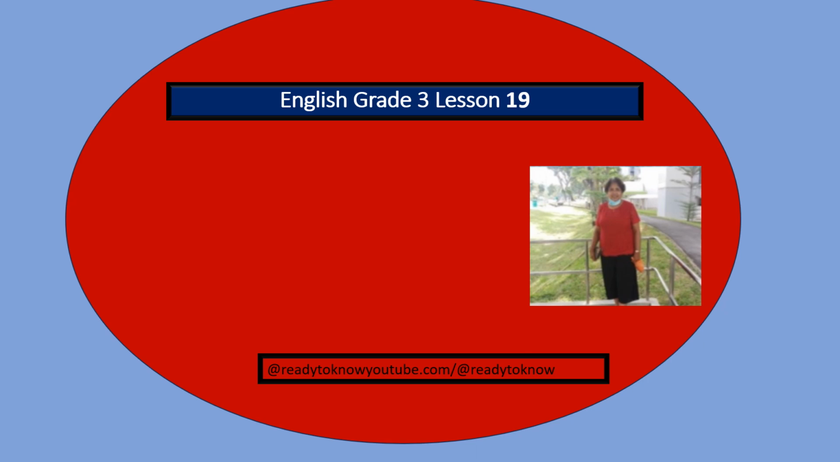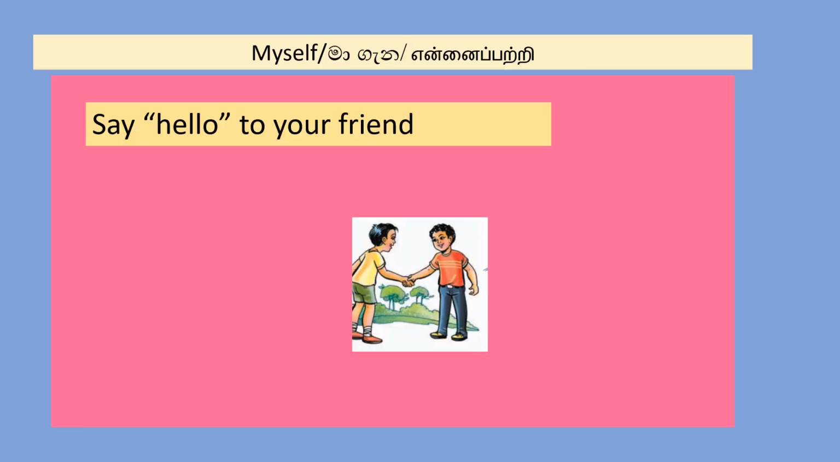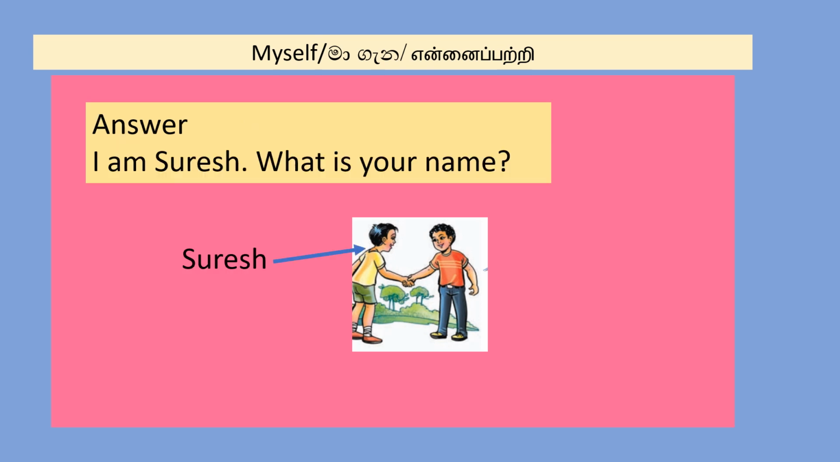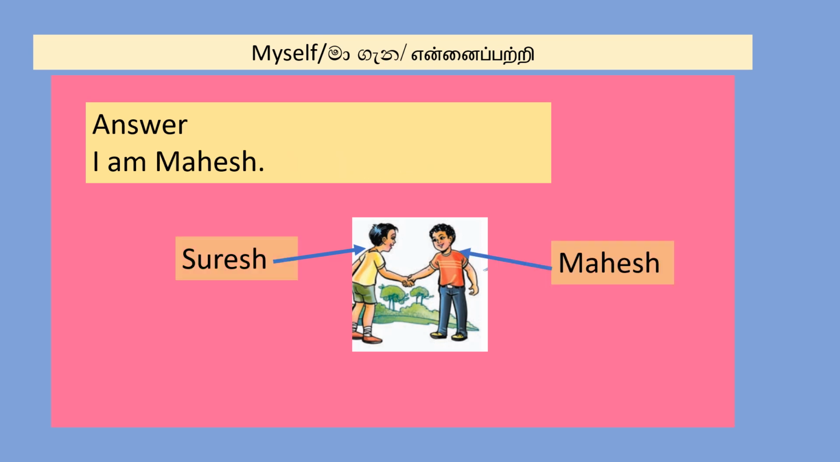English Grade 3 Lesson 19. Myself. Say hello to your friend. Answer. I am Suresh. What is your name? I am Mahesh.